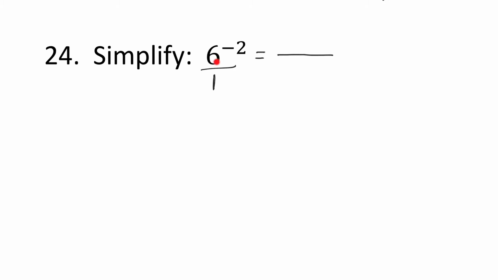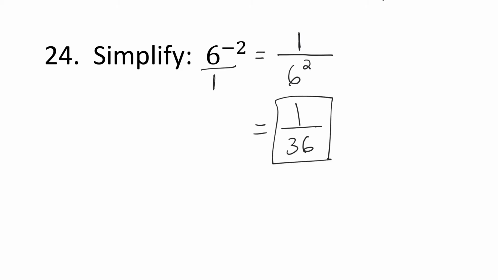So notice the 6 is on the top. So I'm going to take it to the bottom of the fraction, the other side of the fraction, and I'm going to make the exponent positive. So you guys have the 6 on the bottom, exponent becomes positive 2, and on the top, you guys are going to have a 1. Since when you move the 6 to the bottom, you don't have anything else, you guys need a 1. You need to put a 1 on top. Now you guys can simplify the bottom of the fraction. 6 squared, that's going to be 6 times 6. So I'm going to have 1 over 36, and that is your answer.